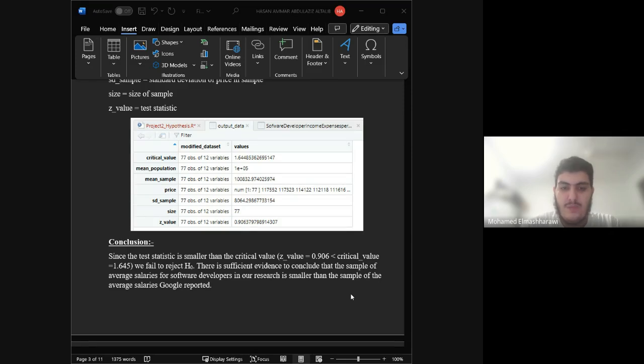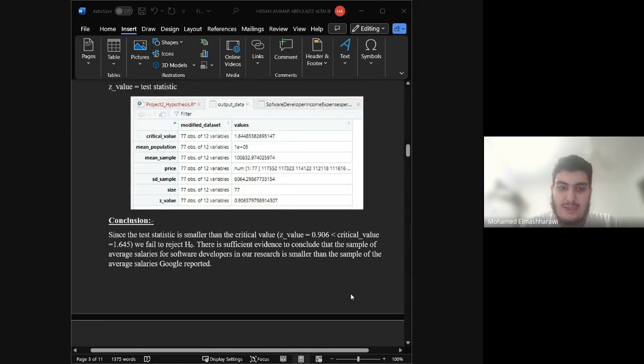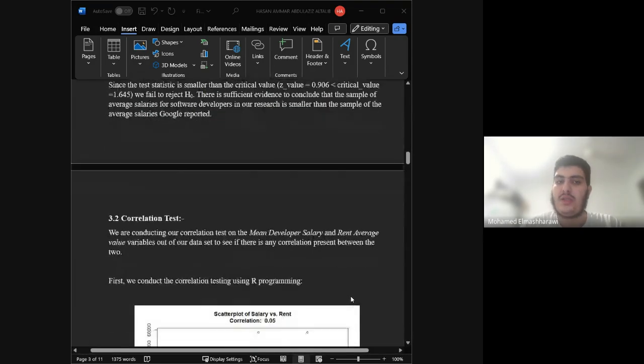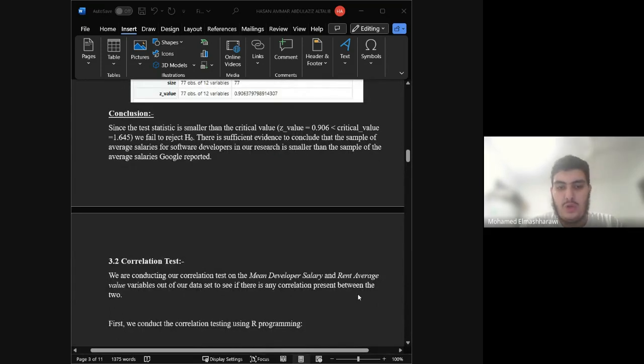As we can see here, the test statistic that we got from R programming is smaller than the critical value. The Z value, which is 0.906, is less than the critical value, which is 1.645. So we can say that we failed to reject the null hypothesis, which is H0. This is also sufficient evidence for us to conclude that the sample average salaries for software developers in our research is smaller than the average salaries Google reported. This is my part for the hypothesis test.